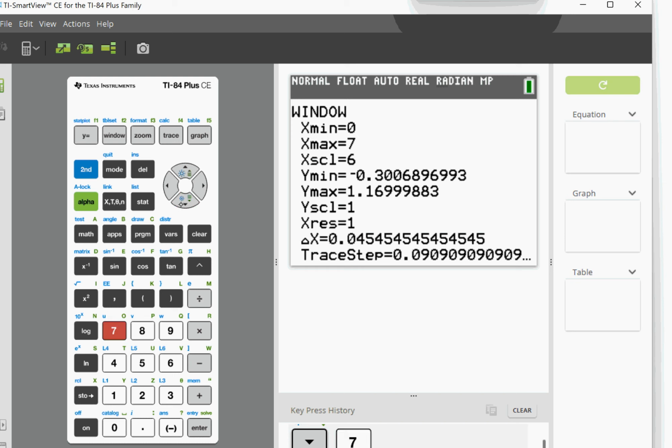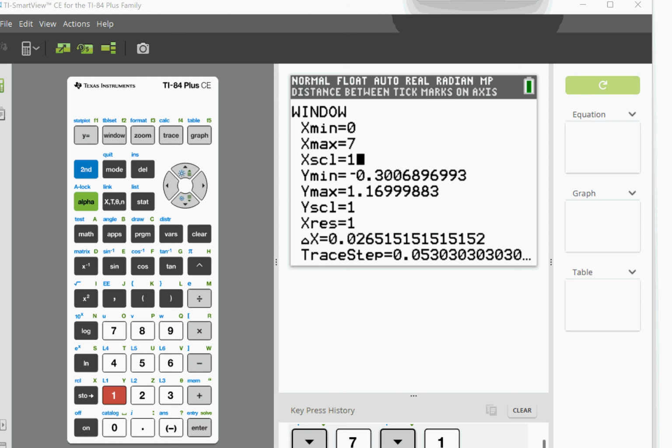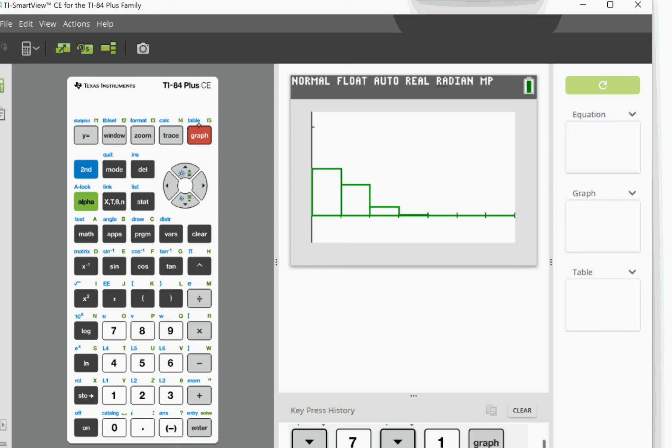And here comes the most important step, the x scale. The x scale determines the width of the bars. So you'll notice in this case, x scale somehow got set to 6. Zoom 9 didn't do a good job for us. But we know that we want our bars to have width 1. I'm going to press 1. All right, let's see what happens. So what we do now is press graph, and we can see some of our bars.